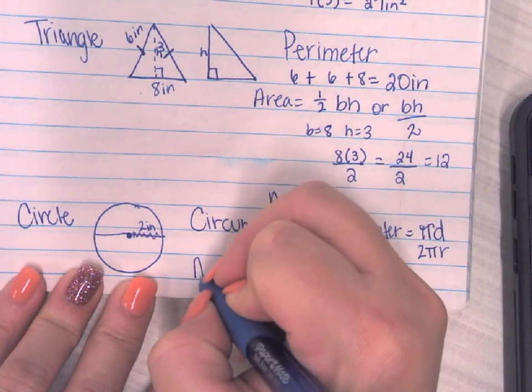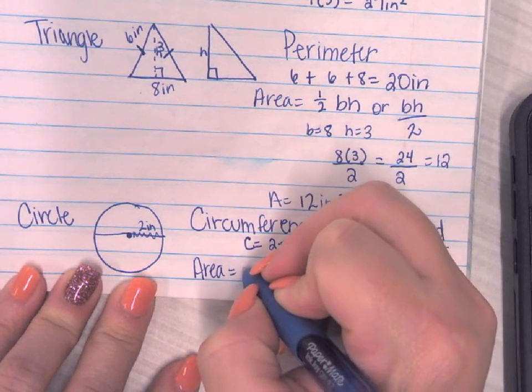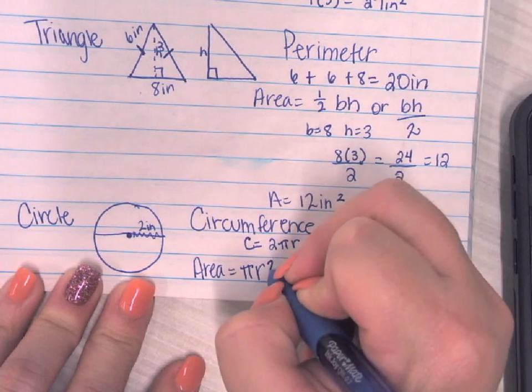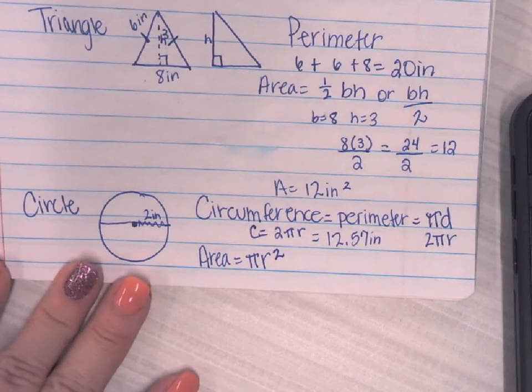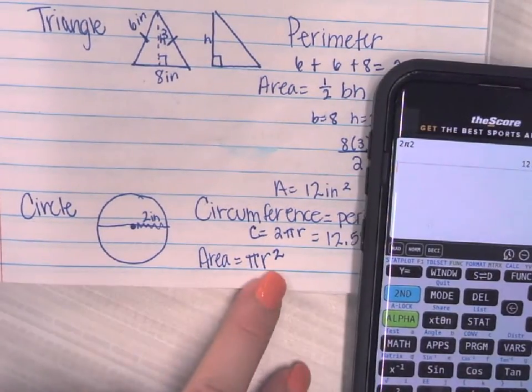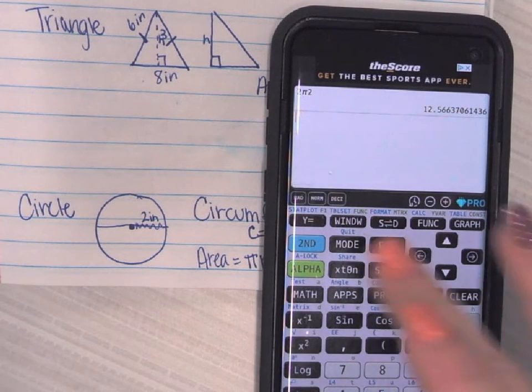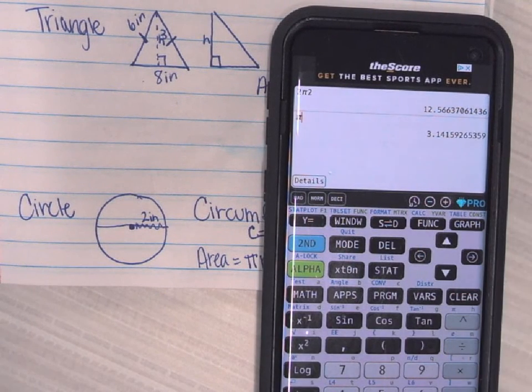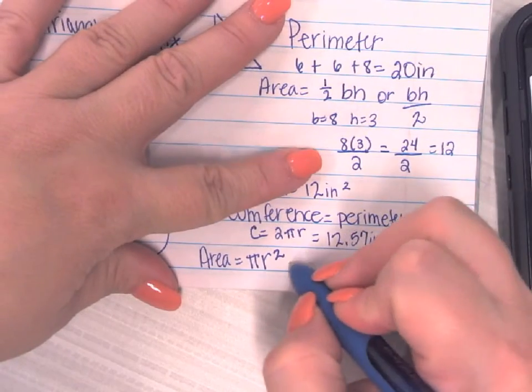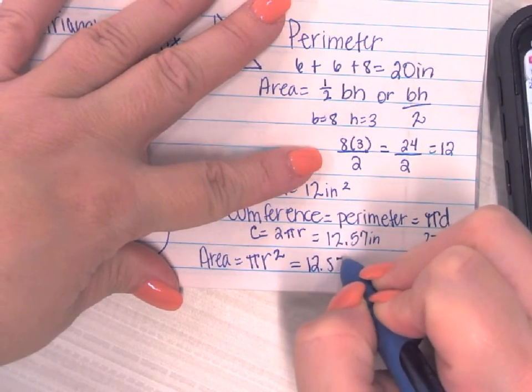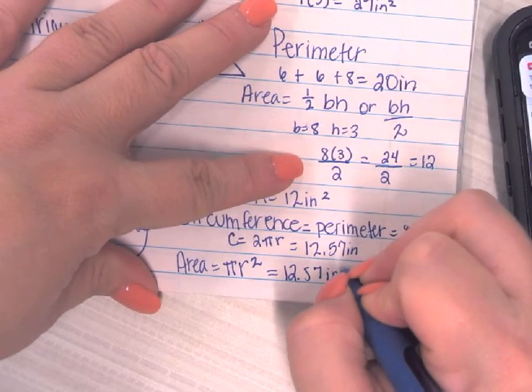And then the area is pi r squared. So you're just going to straight up put those numbers in your calculator. Second pi, let me show you that again. Second pi, the up arrow, r is 2, and that's squared. Press enter. So it's also 12.57. But that is inches squared.